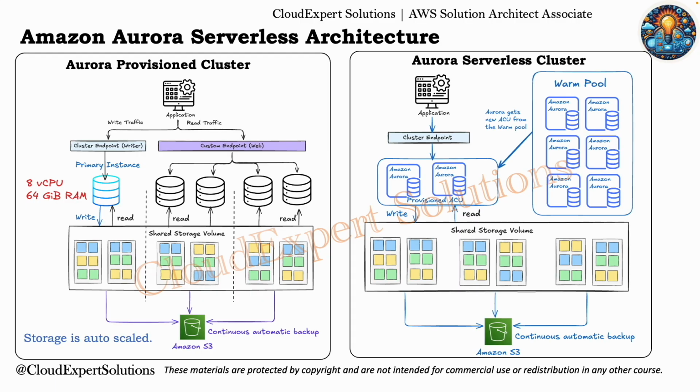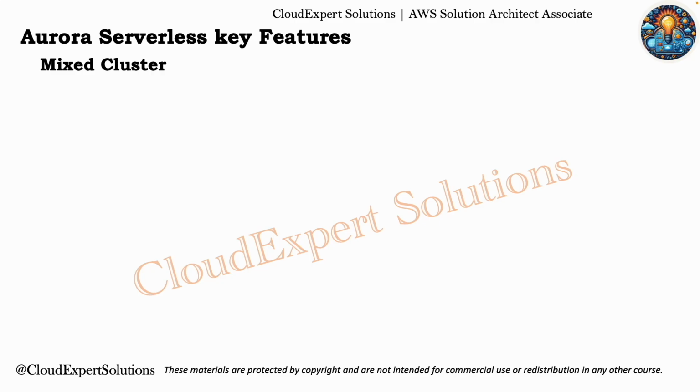And here is the architecture for Aurora Serverless Cluster. For Aurora Serverless Cluster, AWS has a warm pool, and based on your ACU configuration, AWS will add or remove those ACUs from the warm pool, and based on your workload, your ACUs will be allocated. As we have seen, you can configure a minimum and maximum ACU configuration. Now let's review different key features of Aurora Serverless.